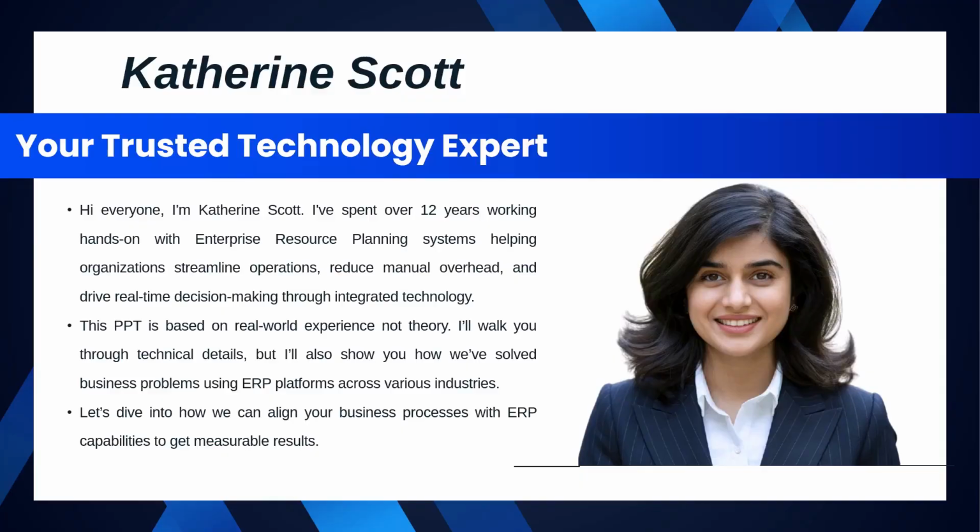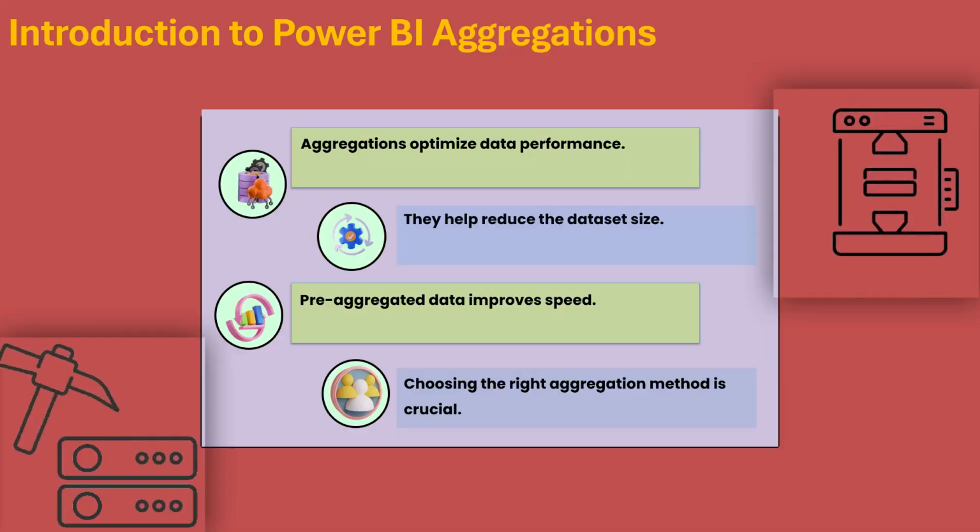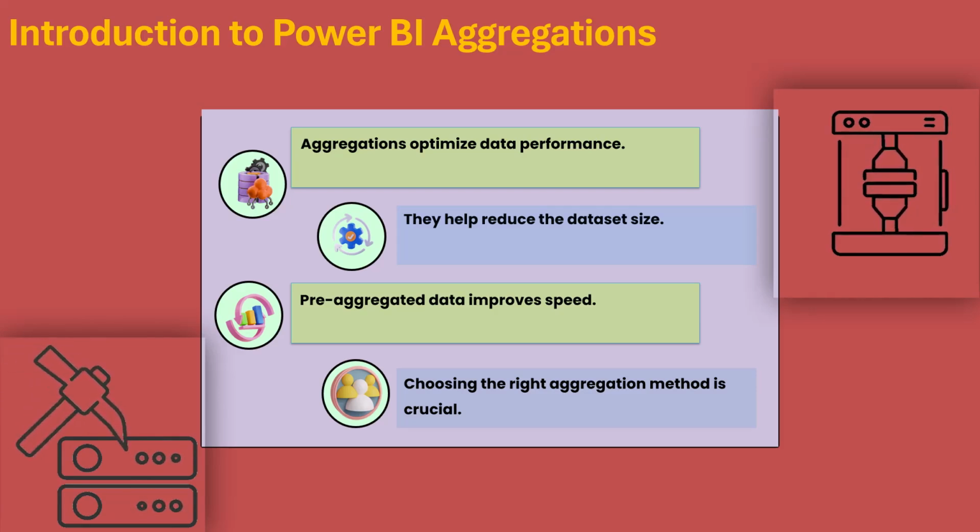job. Aggregations in Power BI are like meal prep for your data. Get things ready beforehand to save time later. They optimize performance by reducing the dataset size, meaning queries run faster. Pre-aggregated data helps improve speed, so you're not waiting for calculations to finish while sipping coffee. Picking the right aggregation method is like choosing between a blender and a knife. It depends on the task.